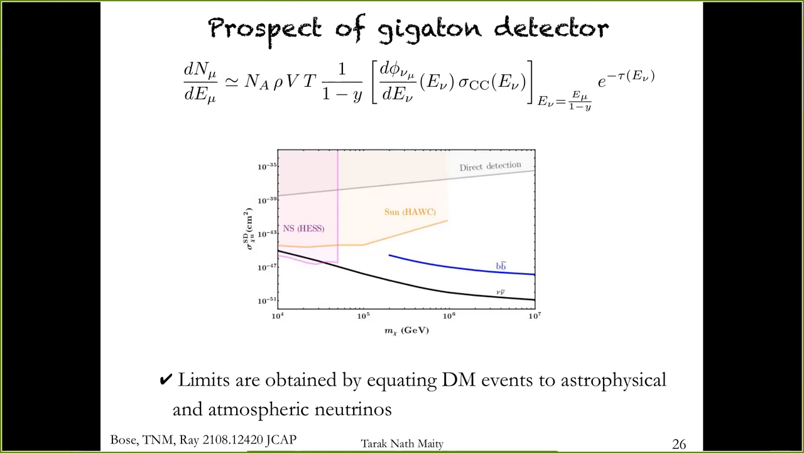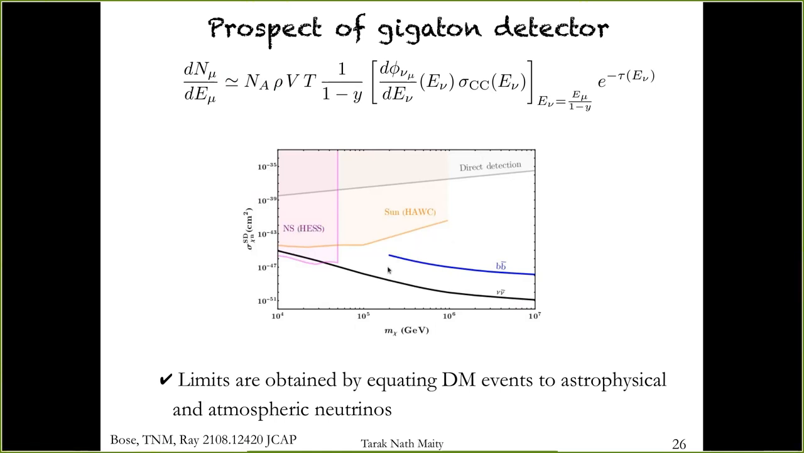So if you just calculate the number of track events from both the signal and the background events, and then equate them, we get the constraint which has been plotted in this figure, where dark matter mass is on the x-axis and dark matter nucleon cross-section is on the y-axis. As you can see, the extrapolated direct detection bounds are over here, and there are some other bounds. Like here, you look at the similar signature from dark matter capture in the Sun through Hawk, and here through a galactic population of neutron stars in Hayes.